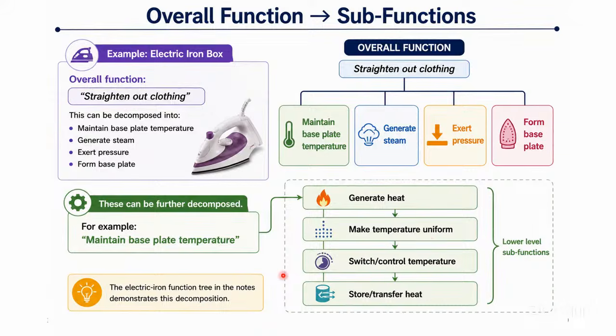The electric iron function tree is composed of different subfunctions, that is it maintains the base plate temperature, it generates steam, it exerts pressure, and it forms the base plate. So these are the subfunctions. By achieving the subfunctions individually, you can attain the overall function.